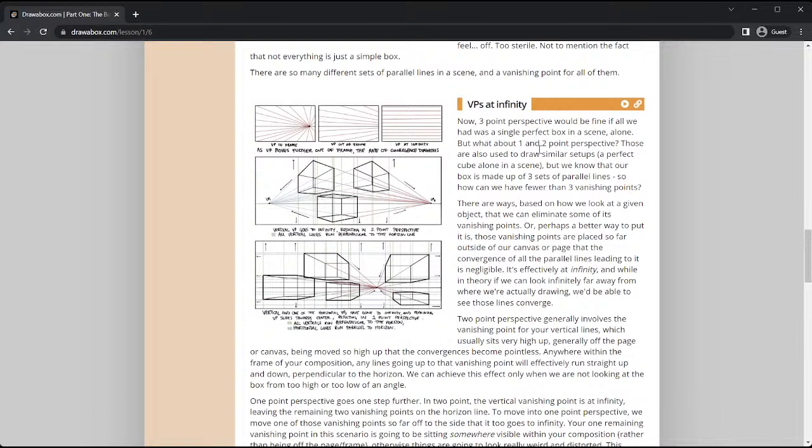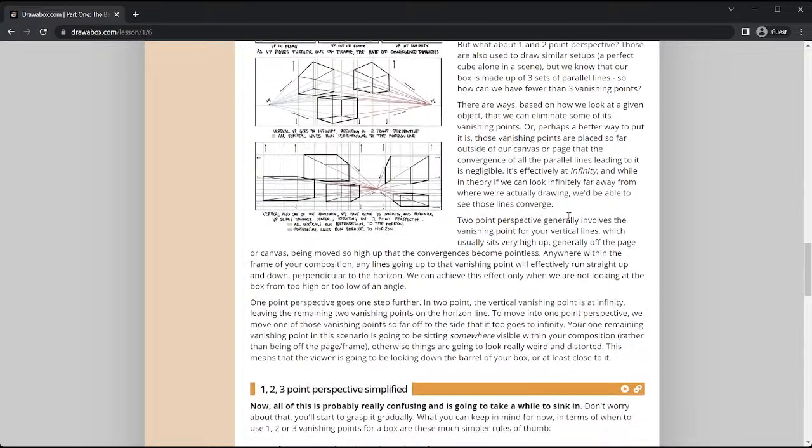Vanishing points at infinity. Now, 3-point perspective would be fine if all we had to do was draw a single perfect box in a scene alone. But what about 1 and 2-point perspective? Those are also used to draw similar setups, a perfect cube. But we know that our box is made up of 3 sets of parallel lines. So how can we have fewer than 3 vanishing points?